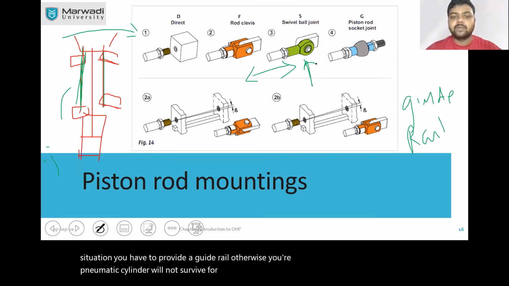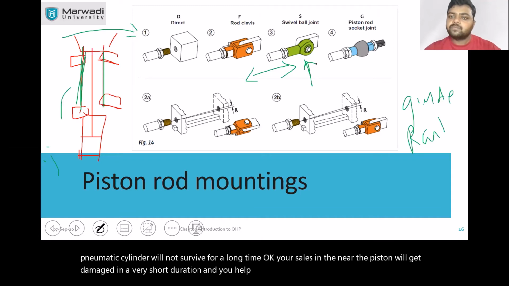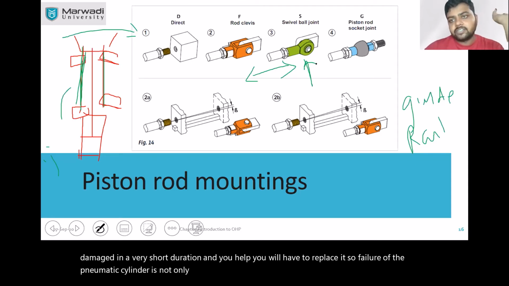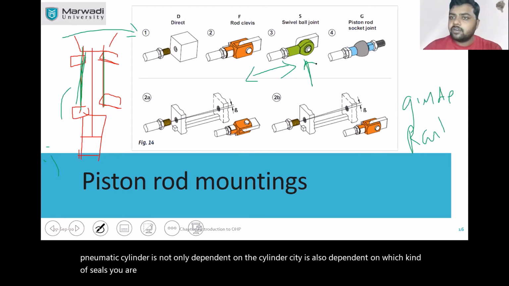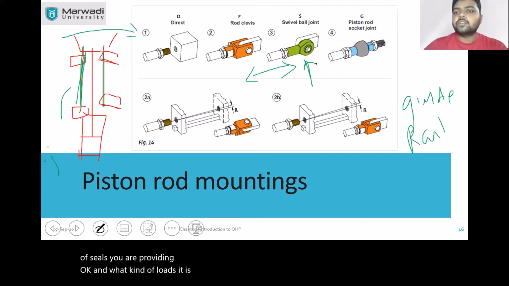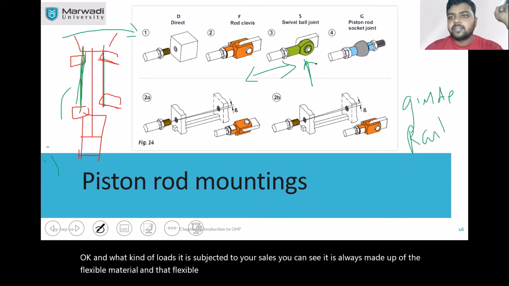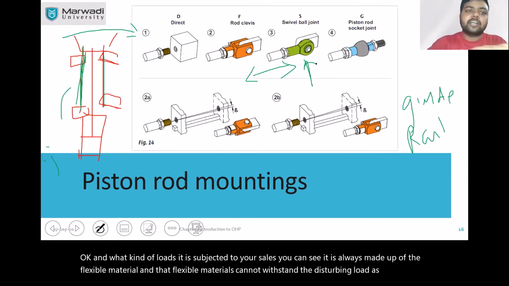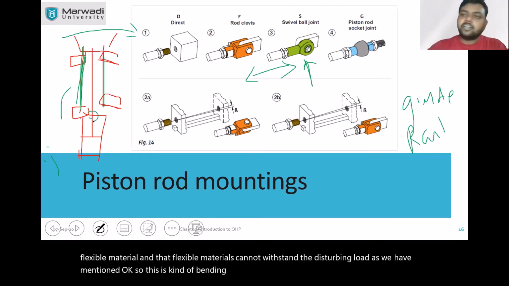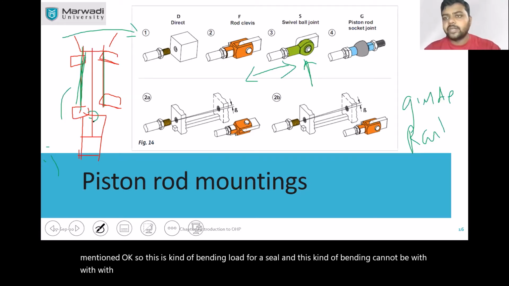Your seals near the piston will get damaged in a very short duration, and you will have to replace them. So failure of the pneumatic cylinder is not only dependent on the cylinder, it also depends on which kind of seals you are providing and what kind of loads it is subjected to. Your seals are always made of flexible material, and flexible materials cannot withstand the disturbing load. This is a kind of bending load for a seal, and this bending cannot be withheld by the pneumatic seals we have discussed.